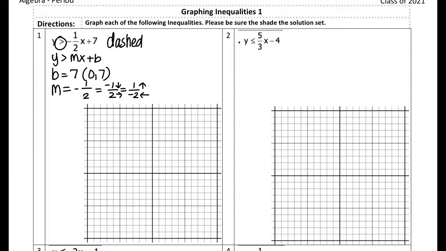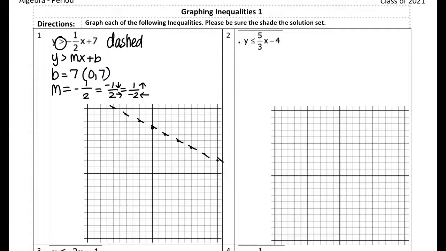So I know my beginning point is (0, 7), so I'm going to put a point at (0, 7). And I know my slope is negative 1 over 2. So from (0, 7), I'm going to move down once, over to the right twice, down once, over to the right twice, down once, over to the right twice. And I can keep doing this until I feel like I have enough points so that I know the way my line looks. Especially since this is a dashed line, the more points I draw, the easier it's going to be for me to draw an accurate line. Now that I have all my points, I draw my dashes. I have a dashed line.